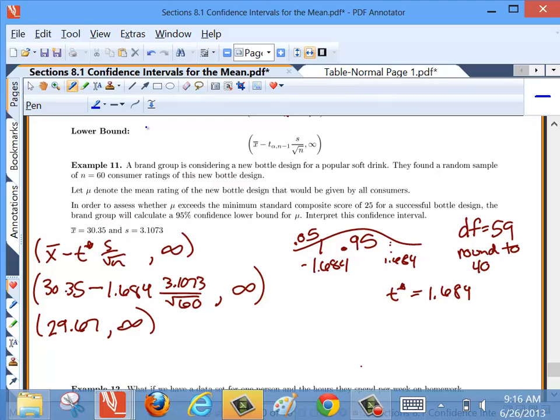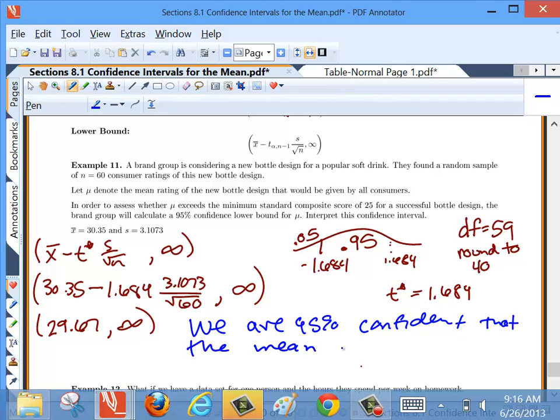So this will change my final interpretation just a little bit, because now we are 95% confident that the mean rating for all consumers is what? It's not between two values anymore, it is at least or greater than 29.67. At least, greater than, either way. Okay, so we're 95% confident that it's at least 29.67.